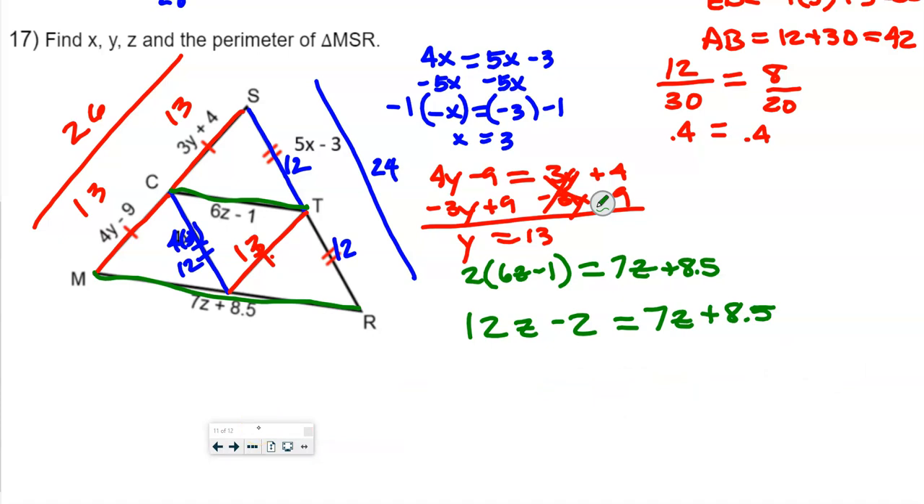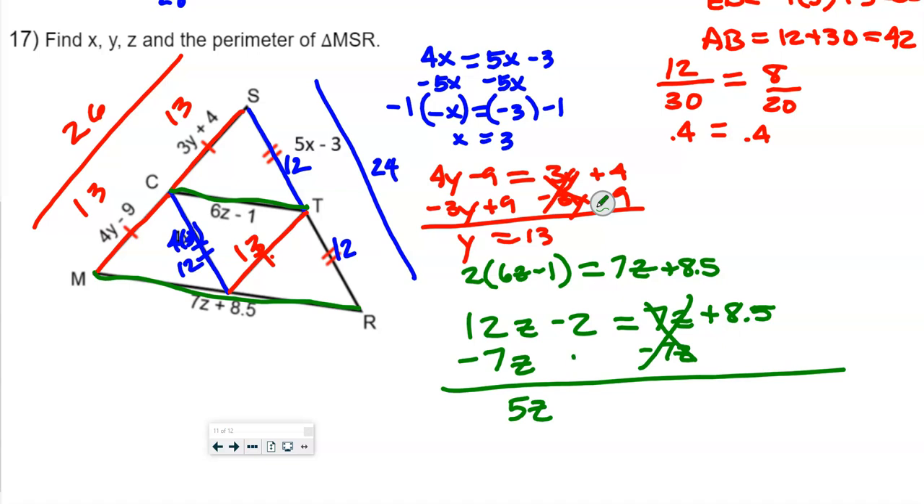So I'm going to subtract 7z from both sides. So that's gone from there, and this is 5z now. And I'm going to add 2 to both sides. So that's going to be equal to 10.5. Now I'm going to divide both sides by 5. So that means z is equal to 2.1.